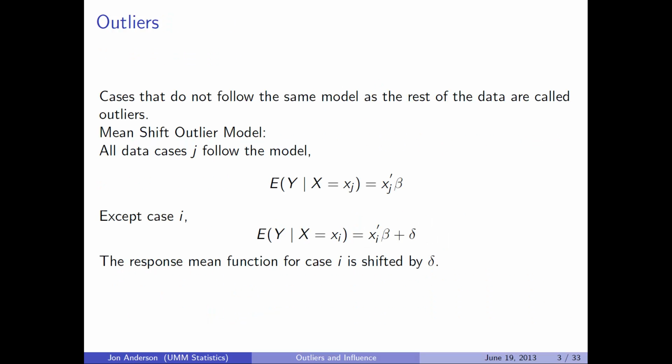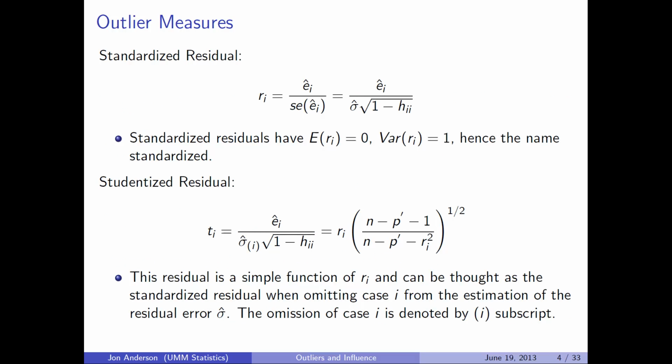One of the ways that we measure outliers is through the residual. A lot of times if a response observation is very atypical and is off by a shift delta, we'll be able to see it manifest itself through the residuals. There are a couple of different kinds of residuals. The first one we're going to talk about is a standardized residual. That's r_i for the ith case.